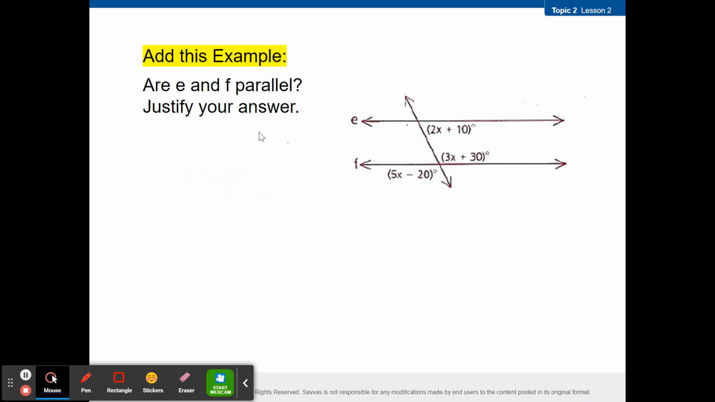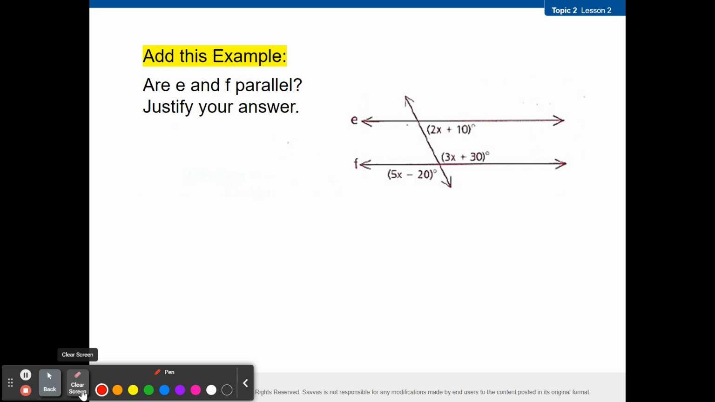on your test. So it says, are E and F parallel? Justify your answer. So here's E, here's F. 2x plus 10, 3x plus 30, 5x minus 20. So when we solve for this, we need to go with the guarantee. If we're proving they're parallel, there are no guarantees with those same side interior angles.